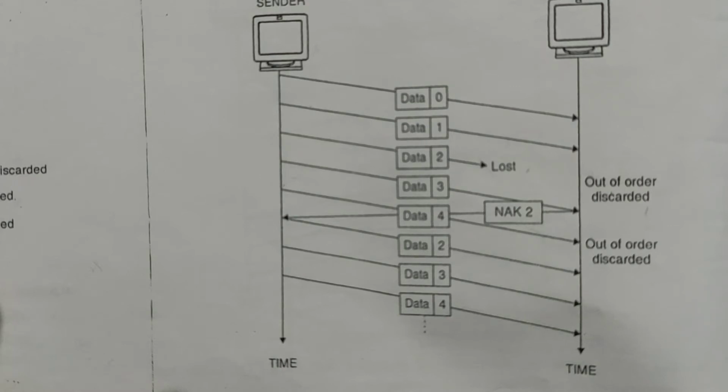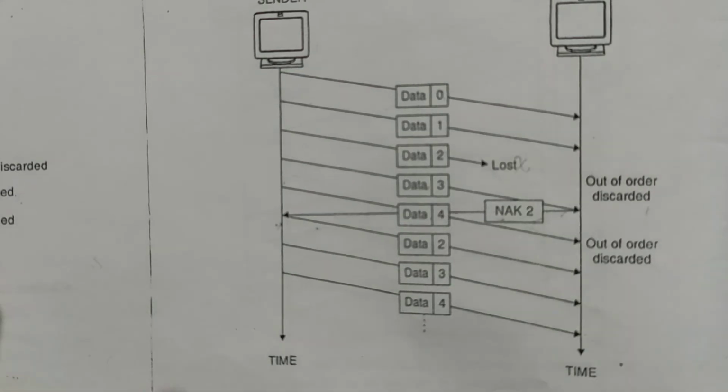It then sends NAK2 to the source, that is, to the sender. This NAK2 indicates that frames 0 and 1 are intact but frame 2 is lost. When the sender receives NAK2, it retransmits all the pending frames. So this is how you solve for lost data frames in go back N.